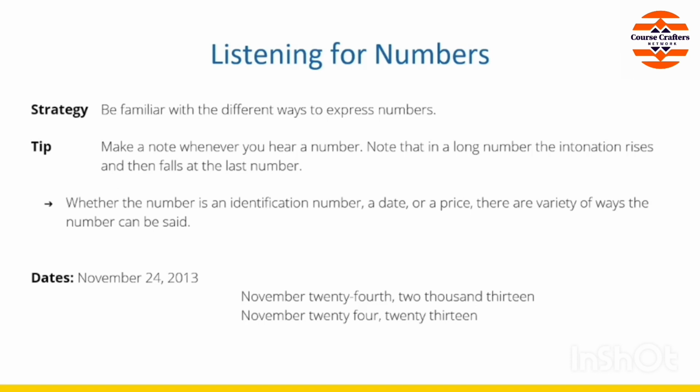Whether the number is an identification number, a date, or a price, there are different ways the number can be said. Look at our following example about dates. As you can see, November 24th, 2013 can be said in two different ways, as November 24th, 2013, or it can be said as November 24, 2013.